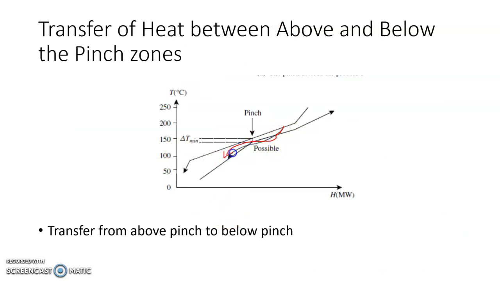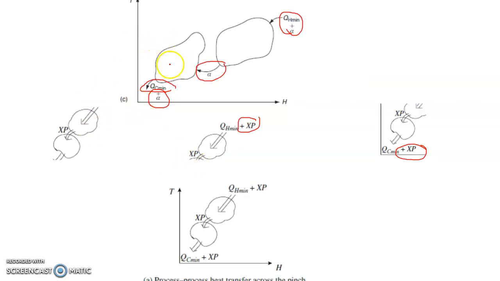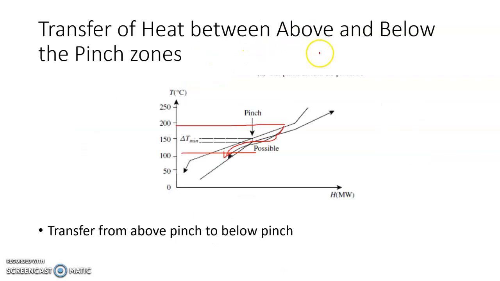Thermodynamically, it is possible to exchange heat from above to below, because then the temperature difference is more than delta T minimum. But can I exchange the heat from below pinch to above pinch? This is something which we want, isn't it? We want this to act as a source and this to act as a sink. If thermodynamics allows, then this will become QC minimum minus alpha and QH minimum minus alpha. So can I do that? Let us try to see that.